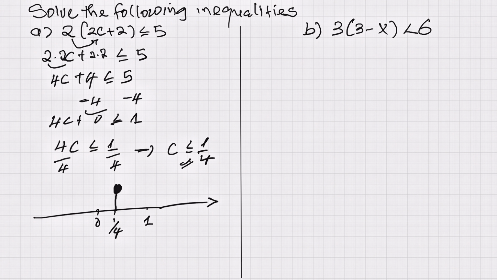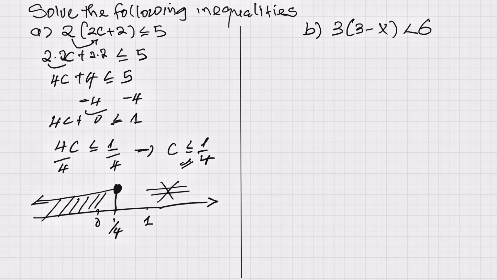This section is not included. All this section is not included. So this is what satisfies the inequality: all values less than or equal to 1 over 4.